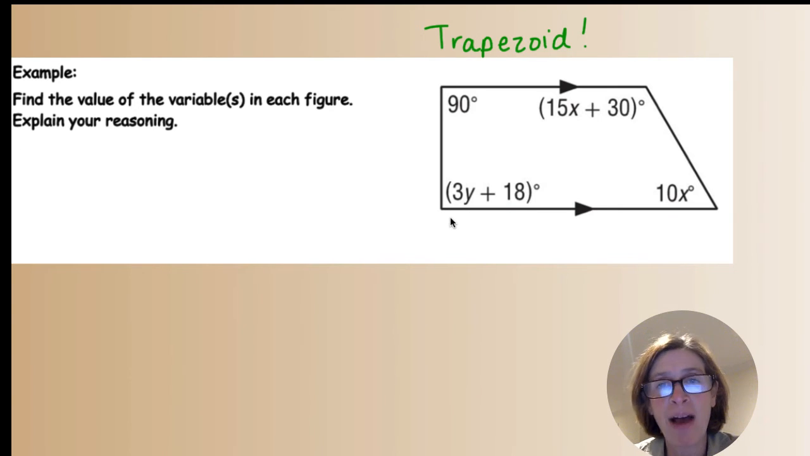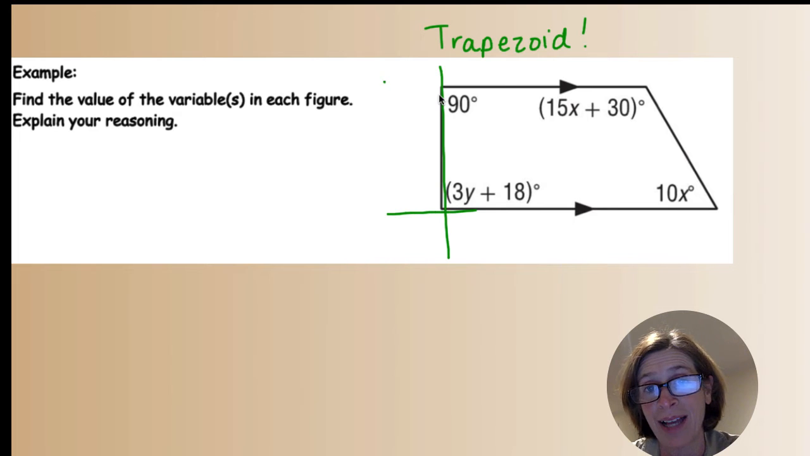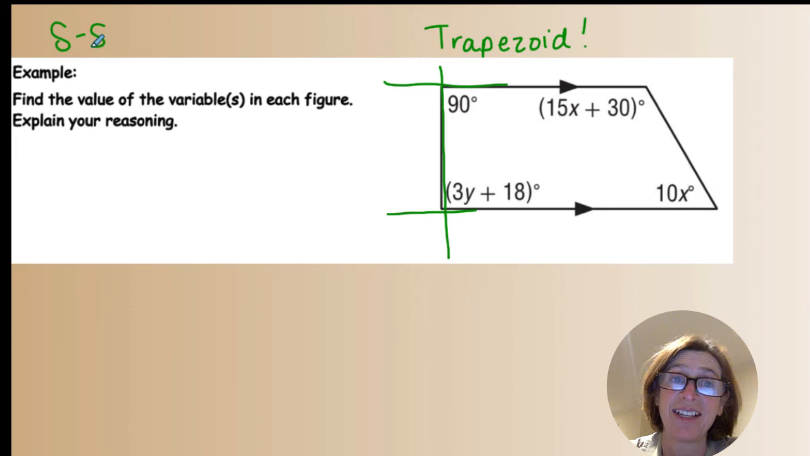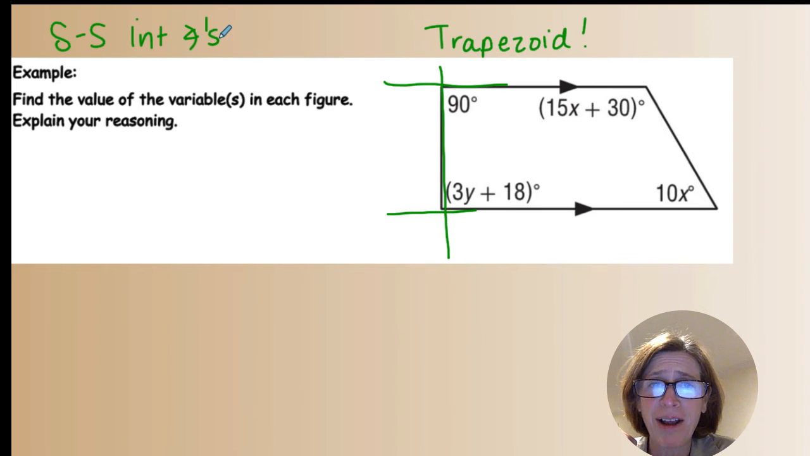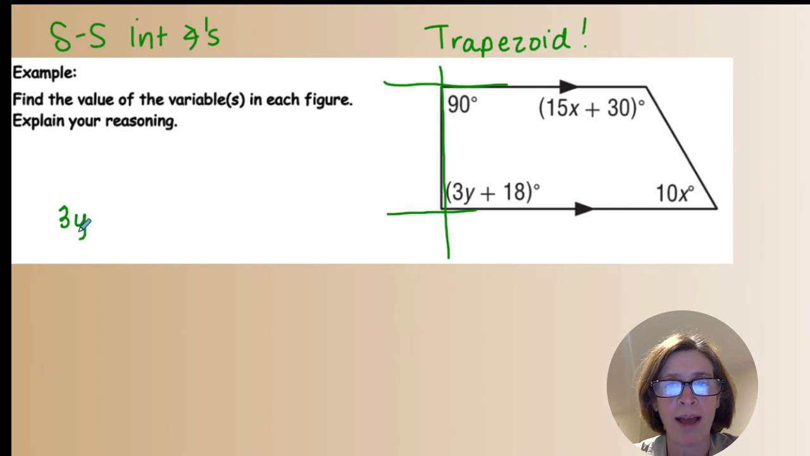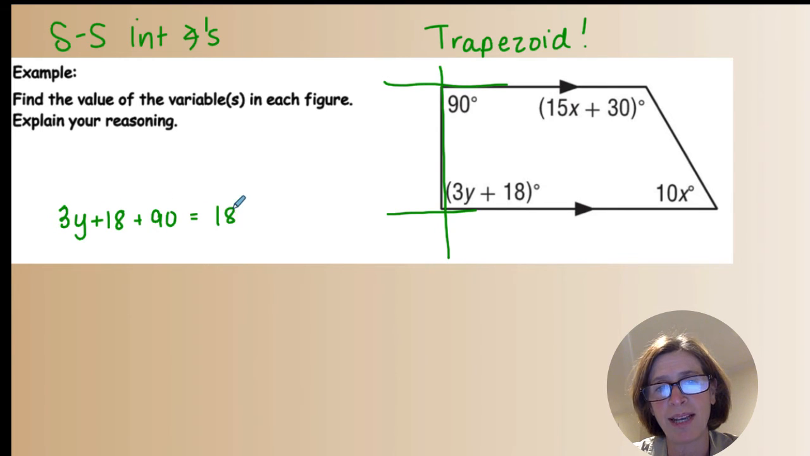All right, so now remember when parallel lines are cut by a transversal, so let's pretend this is the transversal and these are the parallel lines. 90 and 3y plus 18 are actually same side interior angles. And guess what? Same side interior angles are supplementary. So that means that 3y plus 18 plus 90 has to equal 180.